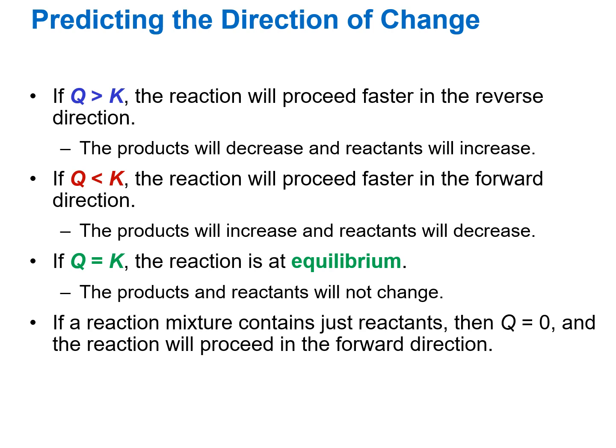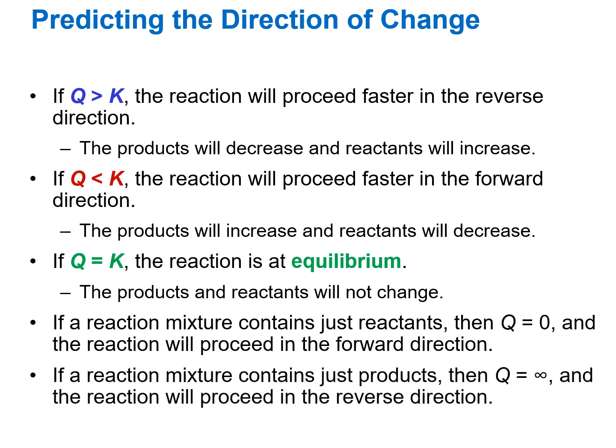And then there's still one more possibility. What if our quotient is equal to infinity? Well, then our mixture contains just products, and that means the reaction is going to start to move in the reverse direction. So this is how we're going to take our quotient that we have and our constant that we've been given or maybe even calculated previously, and do the compare and contrast and figure out where we are with our current reaction.